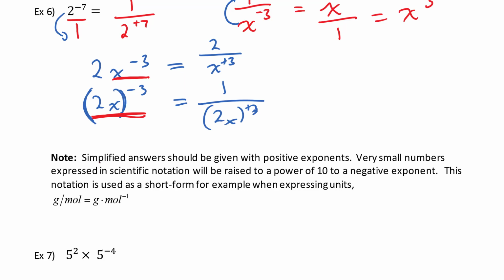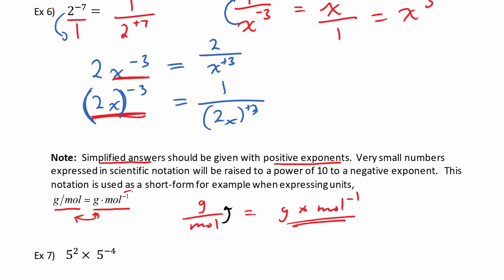On my test, quite often, I'm going to ask you for simplified answers given as positive exponents to make you understand how to move the exponents up or down. Quite often in the lab, you'll see something like this, grams per mole, represented as grams times moles to the minus 1. You can see these two things mean the same thing. In one case, it's grams over moles. In the other case, we move the moles up to the top, and this is going to be grams times moles to the minus 1. So if you see something like this, all it means is that that is in the denominator.